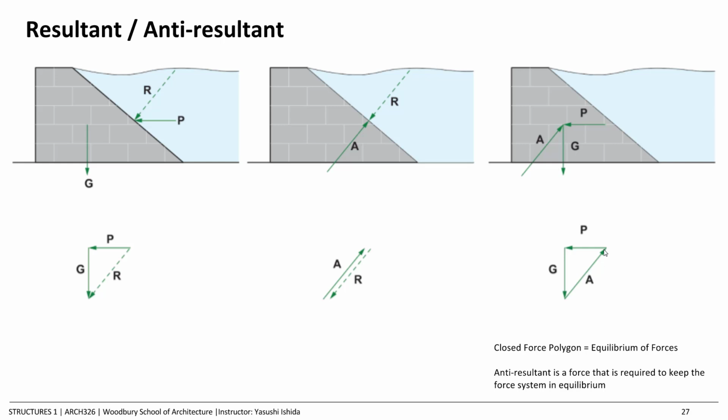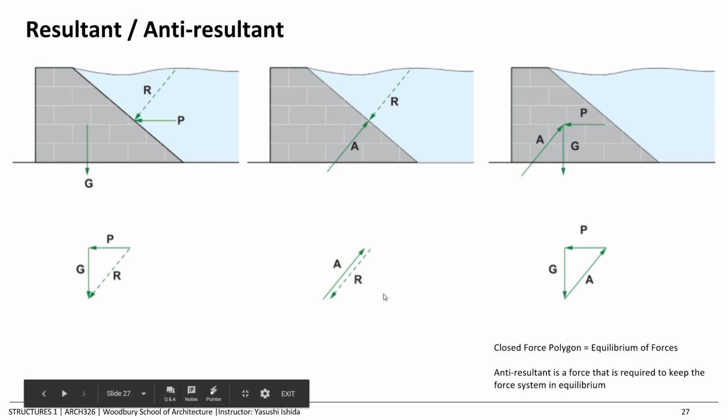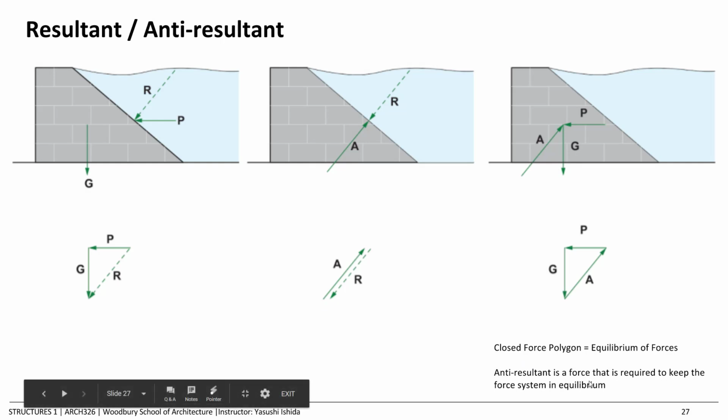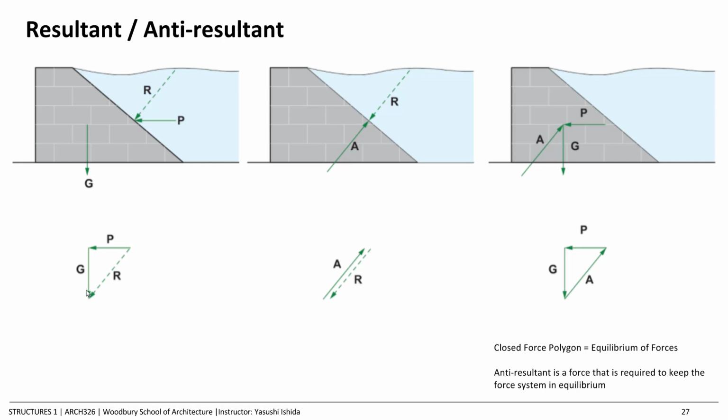If you're talking about a satellite in space or something, it might be in motion from the beginning and still be in equilibrium, but we're not talking about that, so let's forget about that. Equilibrium for us means it's static, it's not moving. Anyway, the anti-resultant is basically a force that is required to keep the force system in equilibrium given the P and G, right?